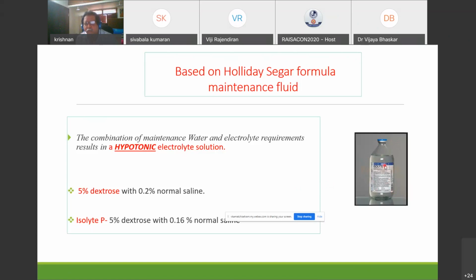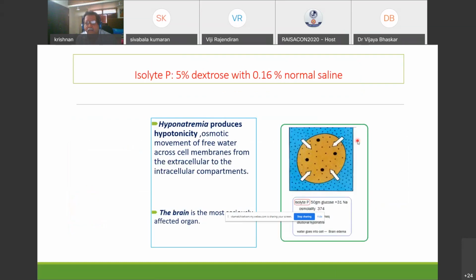So Isolyte P is produced based on the body's maintenance requirement of water, 4-2-1, and maintenance requirement of electrolyte, 3-2-3. So this is what will happen when dextrose gets metabolized. What is left behind will be only a hypotonic solution. So the fluid will enter into the cell because of hyponatremia and hypotonicity, and the brain is the most commonly involved organ.